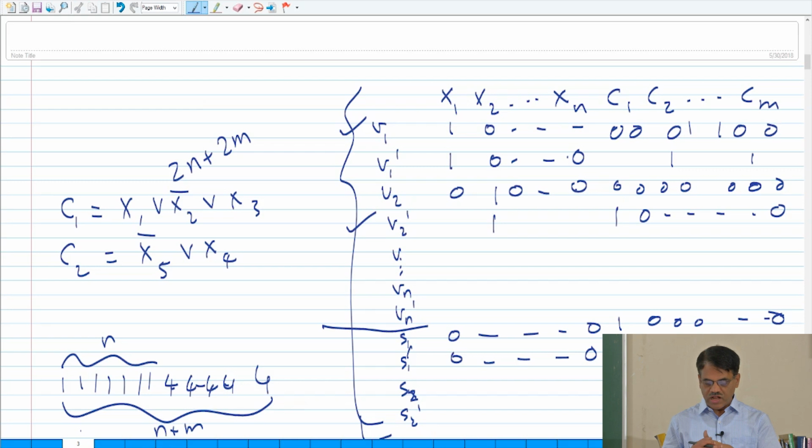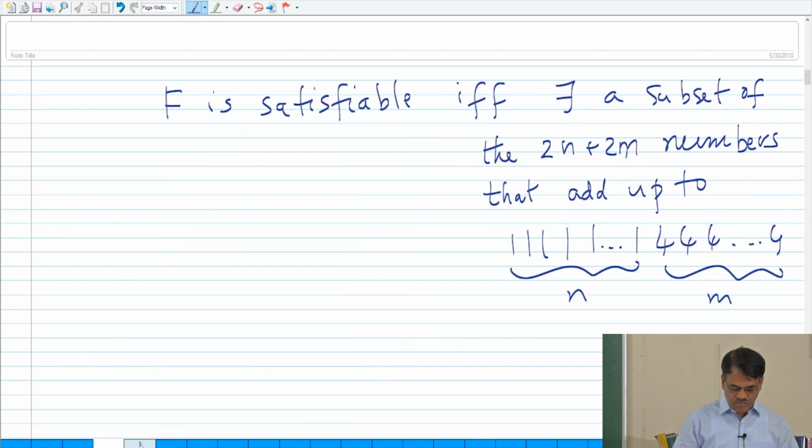This also shows that knapsack problem is NP hard, because I could have a knapsack with this capacity and I will pick up these numbers and then I'll see what is the maximum I can get. If the maximum I can get is W, then I know it is satisfiable. If it is satisfiable, I can get W. Okay, good.